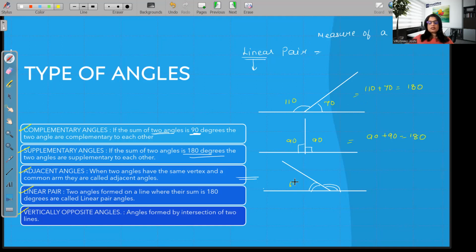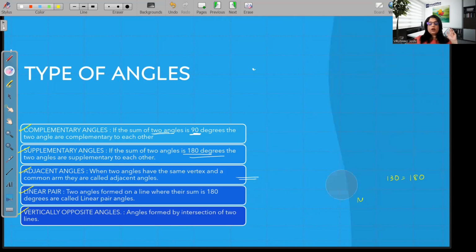Or let us take this as 50 and this as 130, that means 50 plus 130, they will be 180. All of these are on one single line. If you want to name this line AB, or this line PQ, or this line MN, all these are on one single line. Such angles which are on one single line, their sum is always 180. These are called linear pairs. Getting it? Okay.